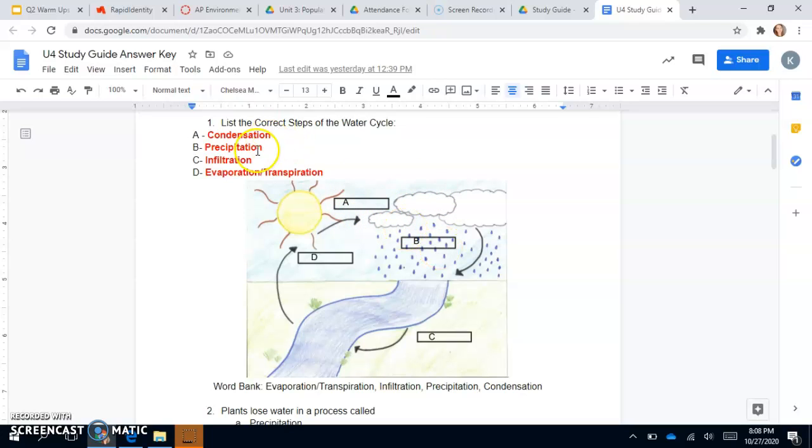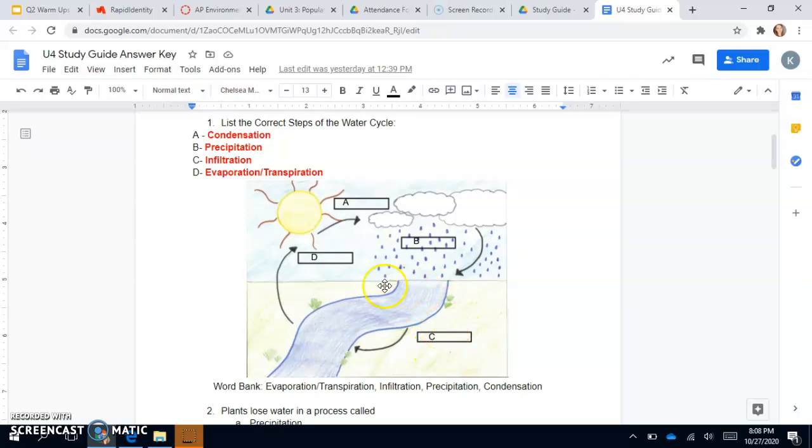B is then precipitation. Precipitation is just the liquid that falls to earth. This can be rain, it can be sleet, hail, snow, any kind of liquid that falls from the clouds to the earth. C is going to be your infiltration.